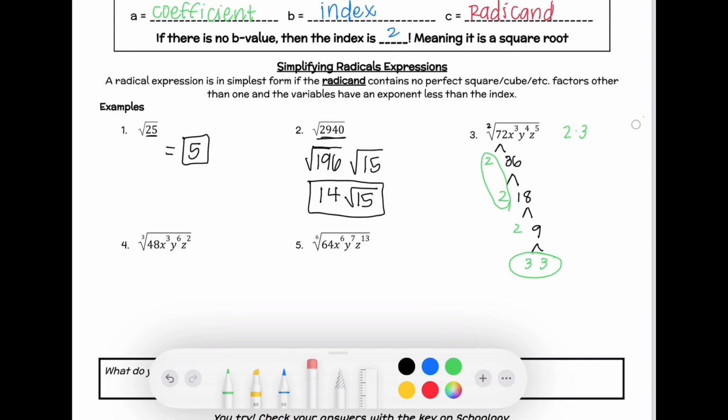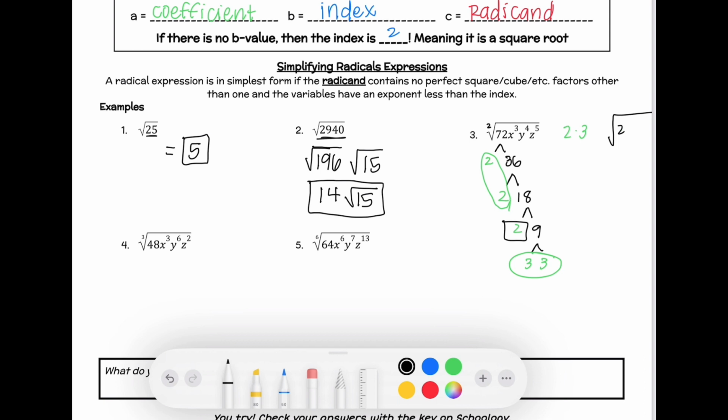So then what we do next is we talk about the variables. So we also still have this little 2 left on the inside because it didn't have a pair. So if it's lonely and it doesn't have a partner to come out with, then it has to stay inside.